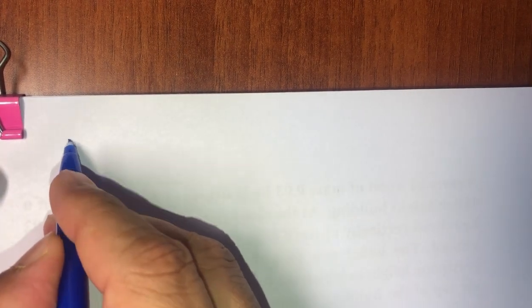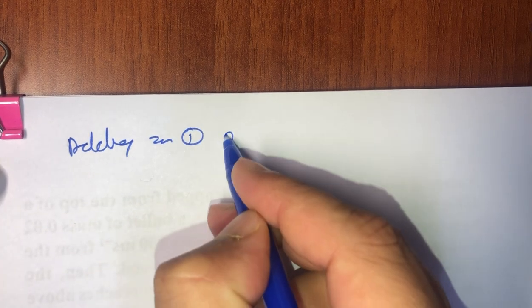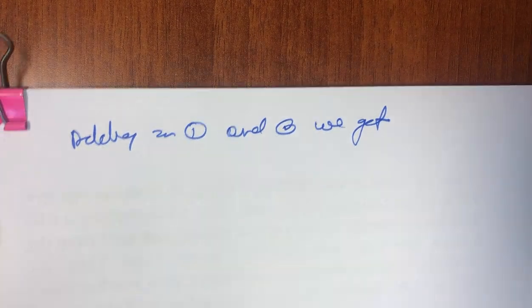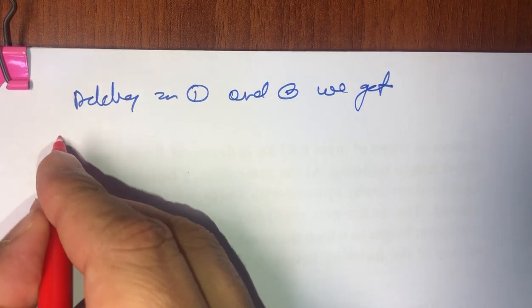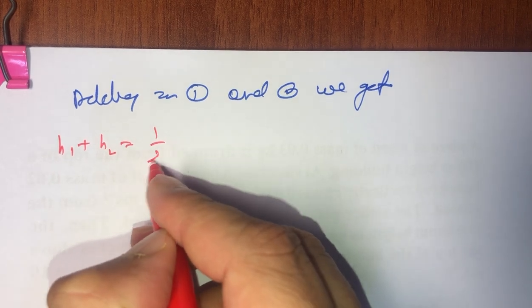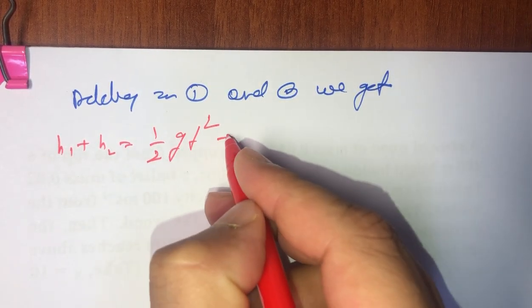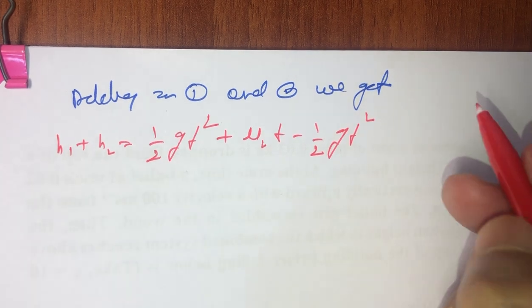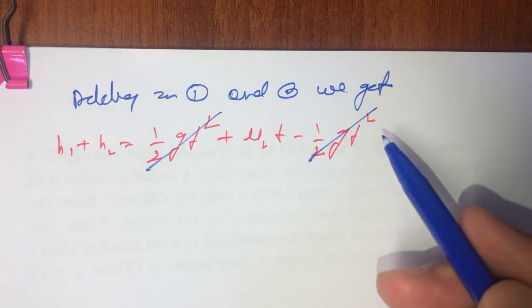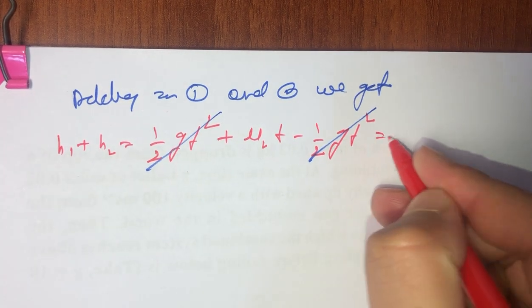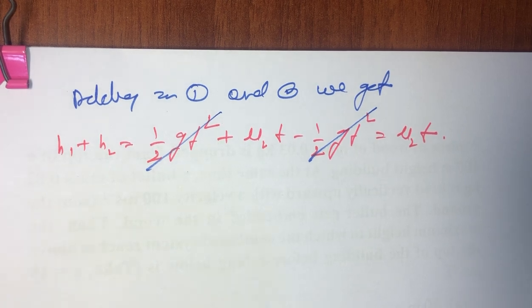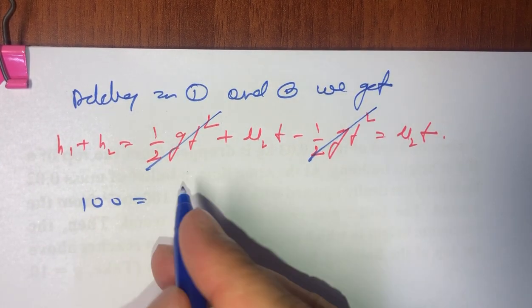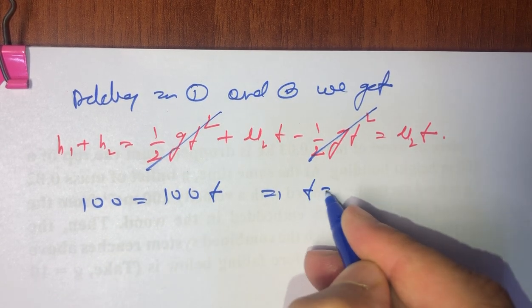So we add equations 1 and 2. Adding equations 1 and 2, we get h1 plus s2 is equal to half gt square plus u2t minus half gt square, and here these two terms cancel out, so this comes equal to u2t, and h1 plus s2 is 100, so we get 100 is equal to u2, which is also given as 100, multiplied by t. So here we get t is equal to 1 second.